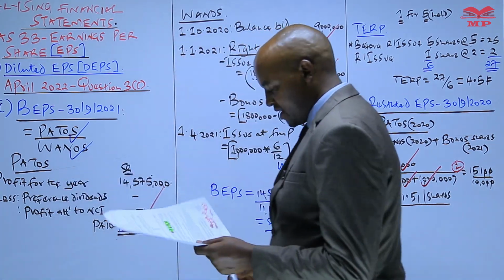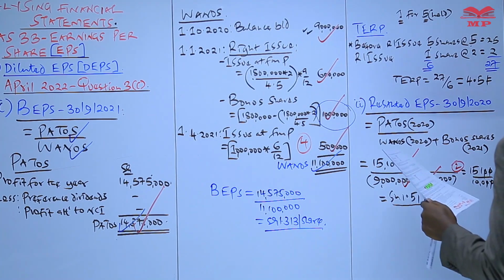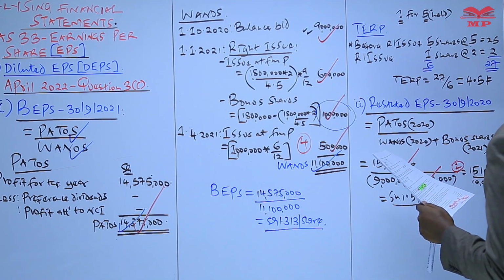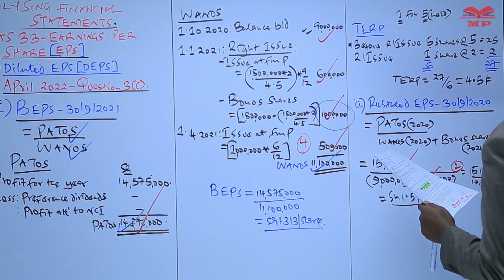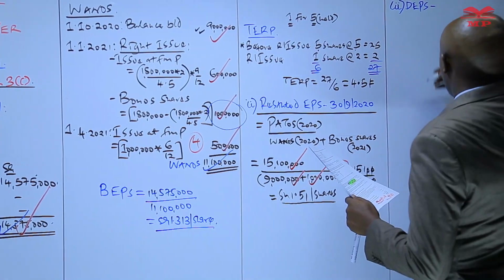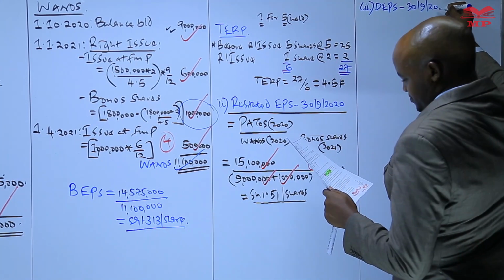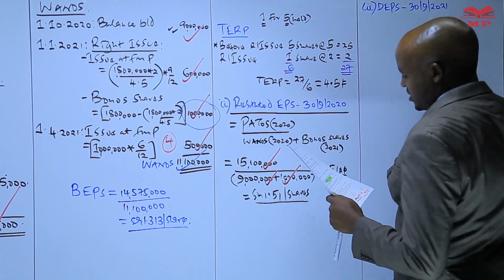So let's move to Roman 3, whereby the examiner was requiring the candidate to compute the diluted earnings per share, DEPS, diluted earnings per share for the year which ended 30th of September 2021.